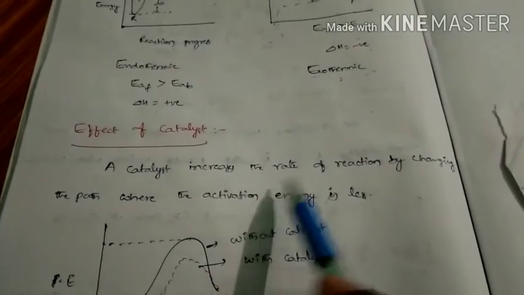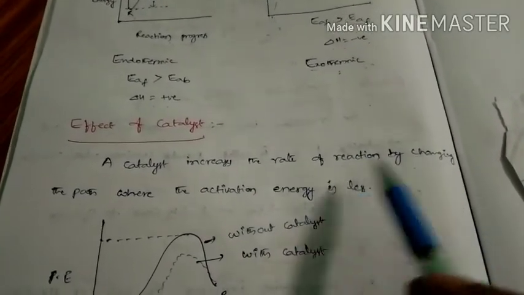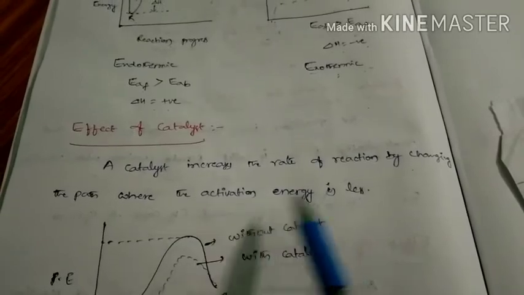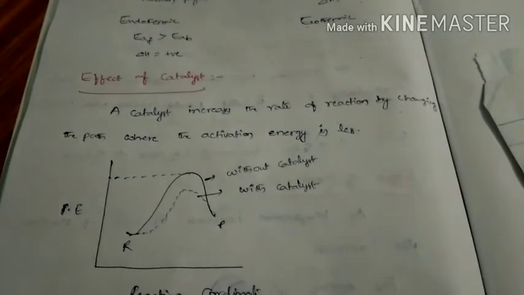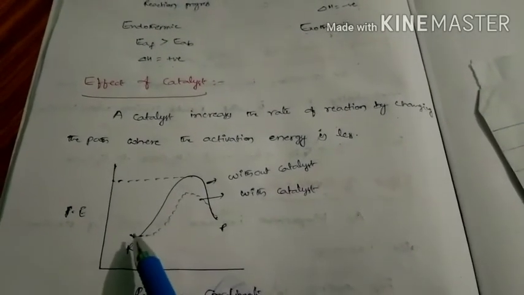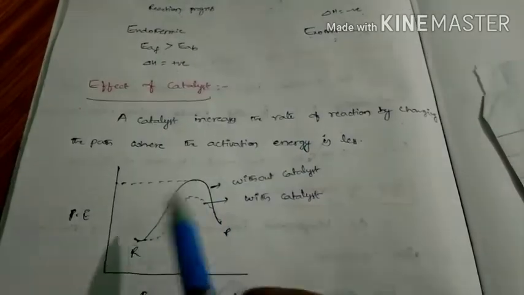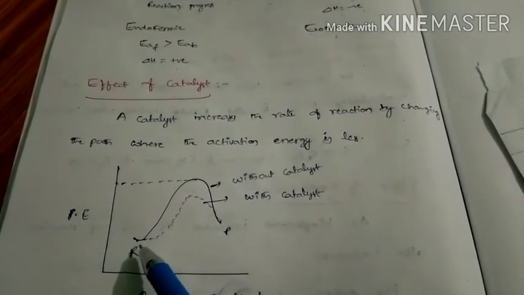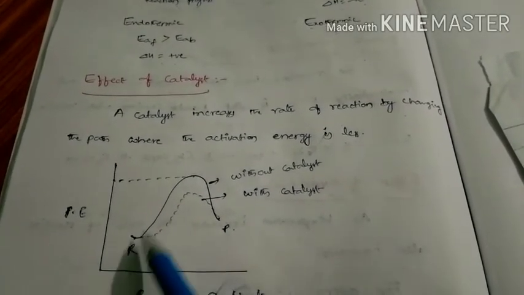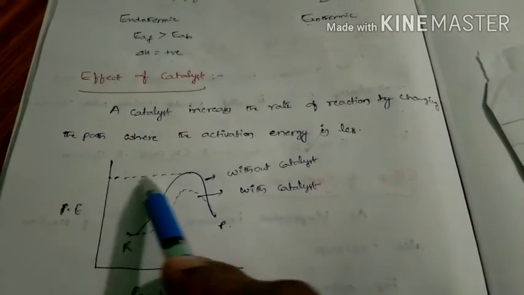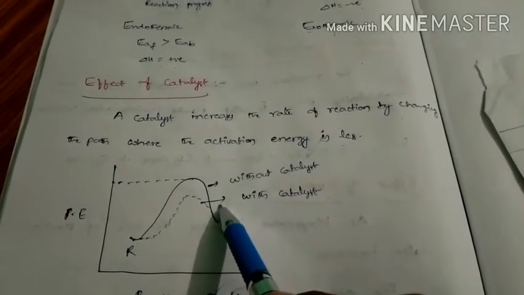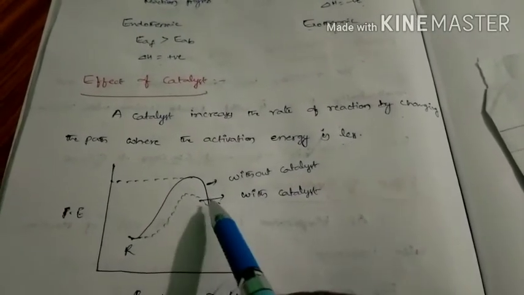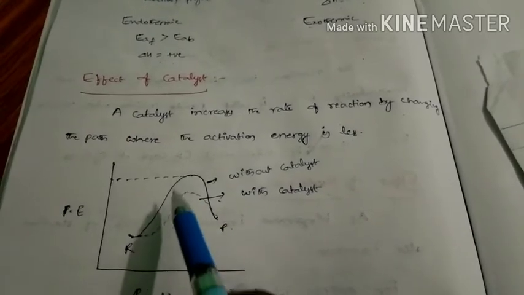Now, what about the effect of catalyst? A catalyst increases the rate of reaction by changing the path to one where the activation energy is less. For example, if you see the graph, you can get the idea. Suppose catalyst is not there: if reactants are converted into products, it needs some energy. That energy is called activation energy. If catalyst is added, we know that rate of reaction increases. Why? When catalyst is added, then activation energy decreases.